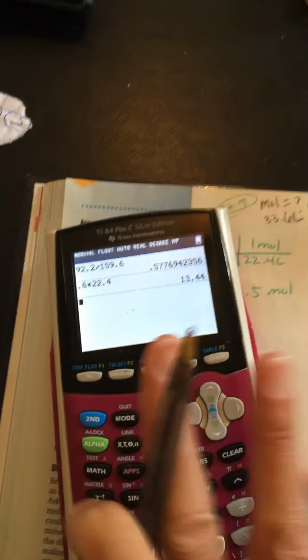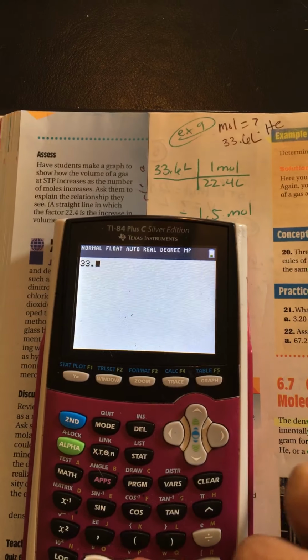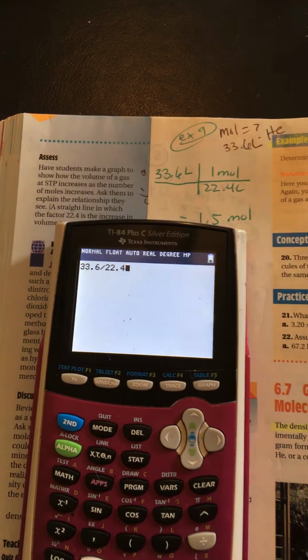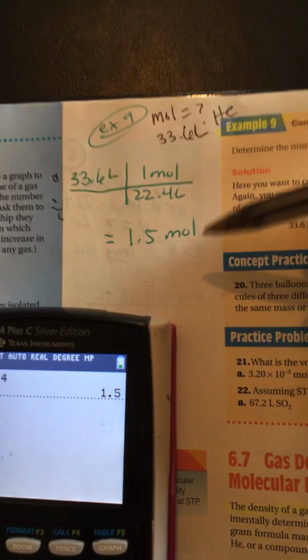So we put it in our calculator now. Let's clear out what's in there and put it in. It is 33.6 divided by 22.4. And the answer is 1.5 moles. Ta-da! We got it.